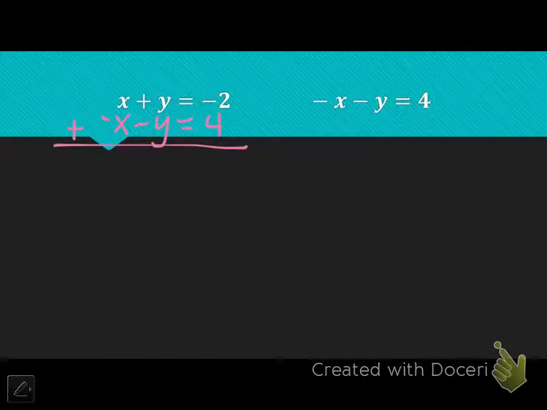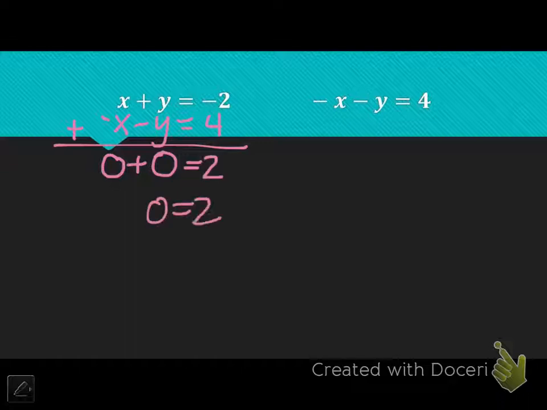Okay, and then we're going to see if either x or y has the same number in front, but one's positive and one's negative, so that when we add them, they're going to cancel out. Well, it looks like negative x plus x will cancel, so 0. Y plus negative y, 0. Negative 2 plus 4, 2. Does 0 equal 2? No, it doesn't. So my answer is going to be no solution.